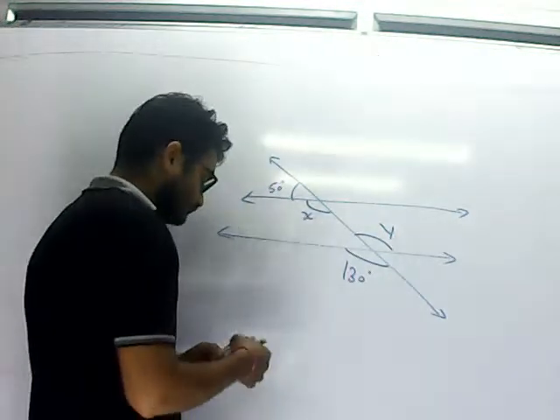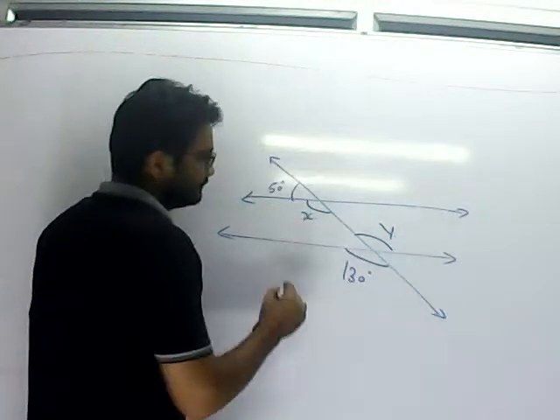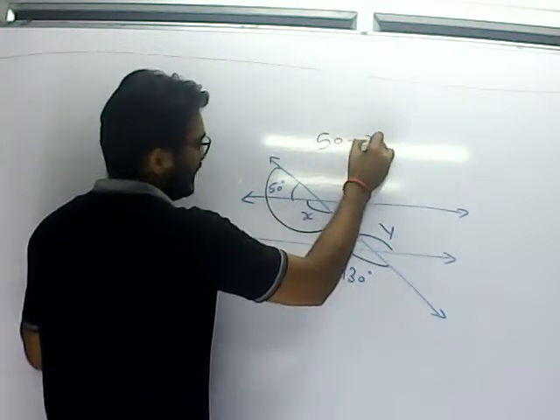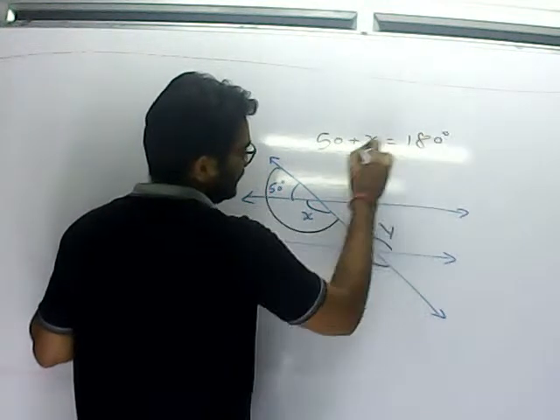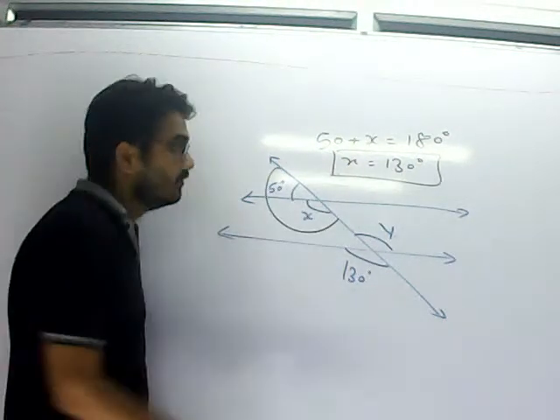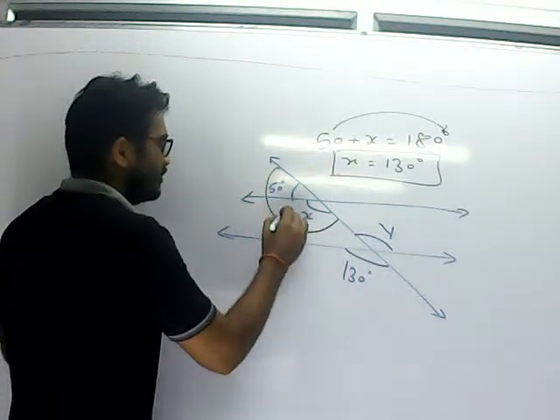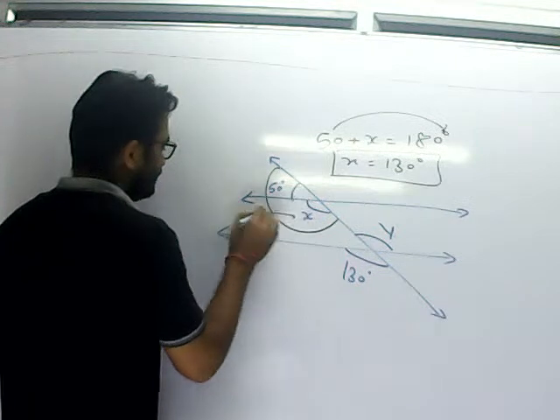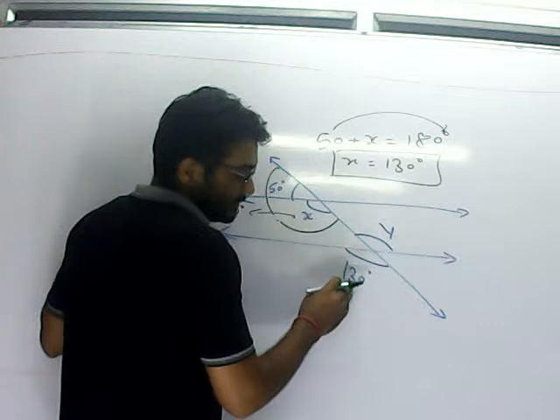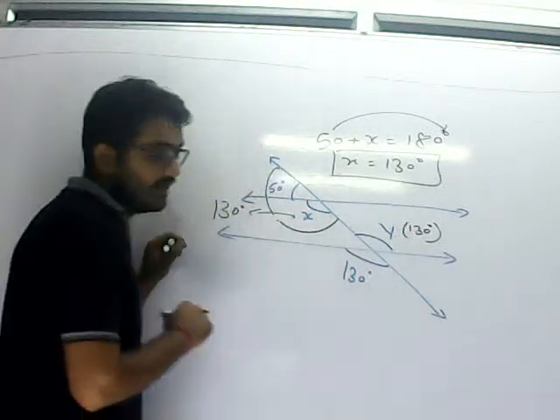Okay. How? As we all know, this is a line, so this angle must be 180 degree. So 50 plus x is equal to 180 degree. So x is equal to 130 degree. Okay, how? 50 will be on that side, so that will be minus, so 180 minus 50, 130. Okay, so we have got the value of x, that is 130. Good. Now, this is 130, so this is also 130, because this is the vertically opposite angle.